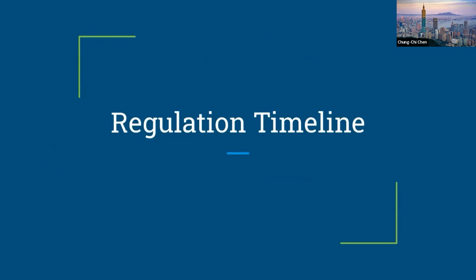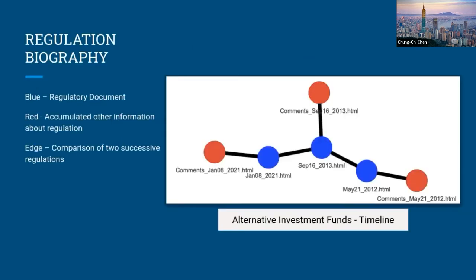The regulation timeline module gives an overview of how each regulation is amended over time and makes it easier to understand the changes that are done as part of each amendment. Each regulation can be represented as a chain of blue nodes. For example, alternative investment funds are being shown from 2012 to 2021.